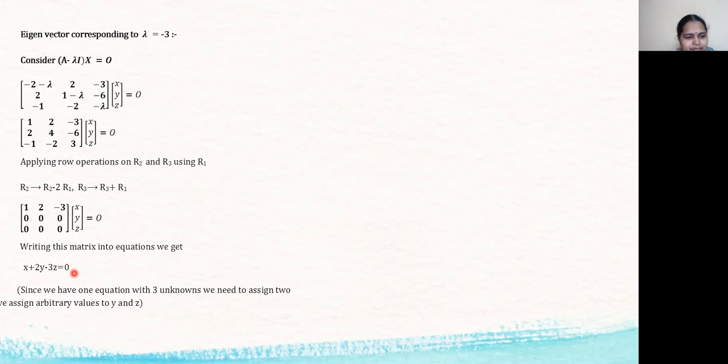With one equation and three unknowns, we have to assign arbitrary values to any two variables. We can assign to y and z, or to x and y, or to x and z. To any two variables we assign arbitrary values. That means this time we will take k1 and k2 as two arbitrary values, and assign them here to y and z.